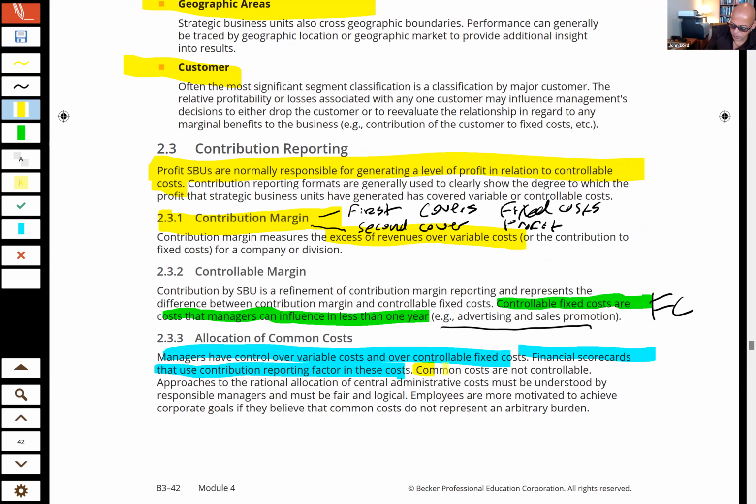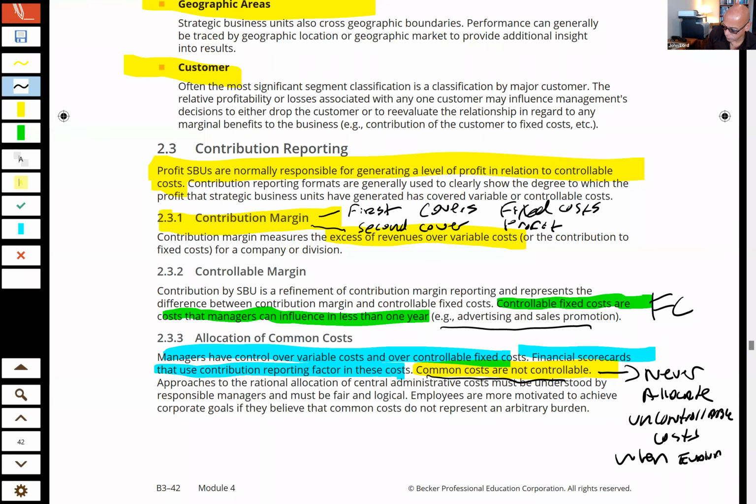Common costs are not controllable, and therefore flashcard this: common costs are not controllable, so never allocate uncontrollable costs when evaluating an SBU. It's not right.